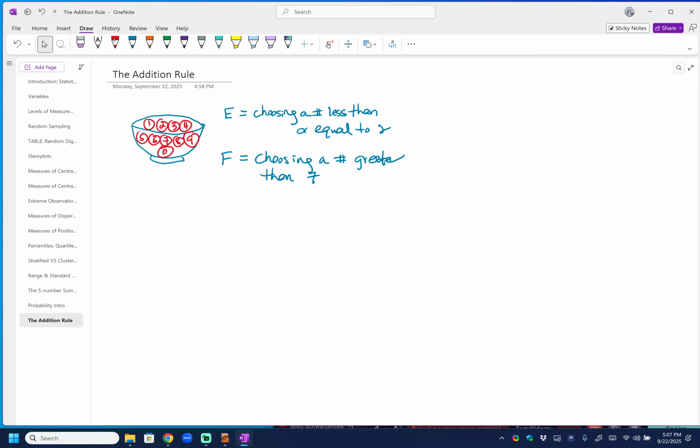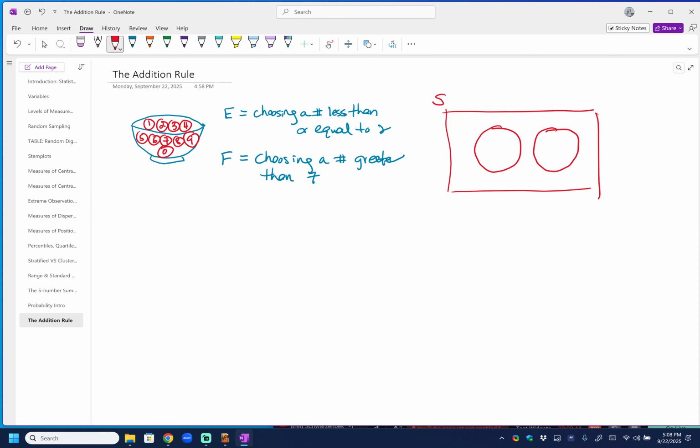We often utilize Venn diagrams in order to show events in a sample space. What does that look like? Well, usually we just make a big rectangle that represents our full sample space, often labeled S, and then we draw circles to represent the events. If these events have outcomes that are similar, we usually overlap them. If they don't, we keep them separate. It appears that looking at these events, a number less than or equal to 2 or a number greater than 7, there's no overlap. So what we do is we draw two circles that are separate. So we'll call this the event E and this the event F.